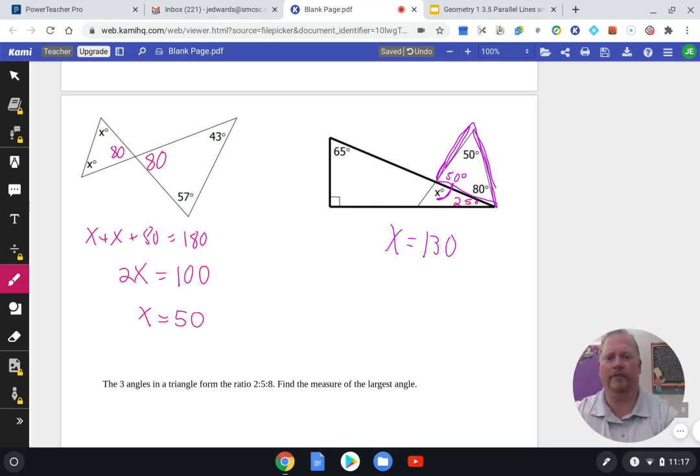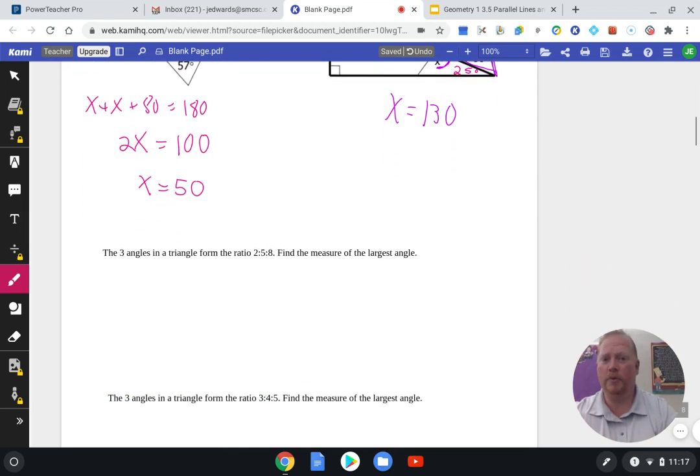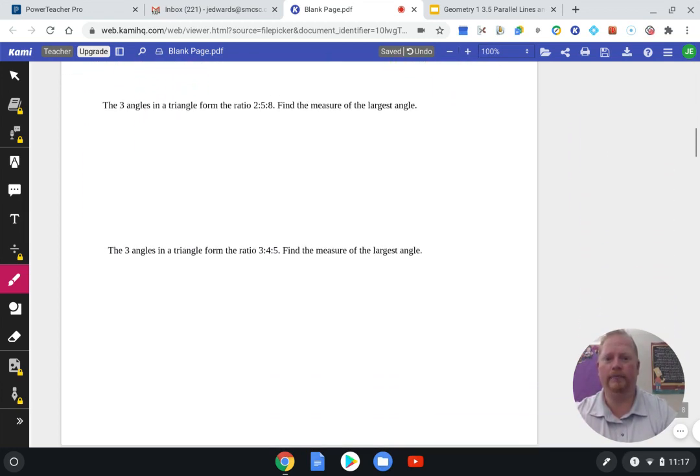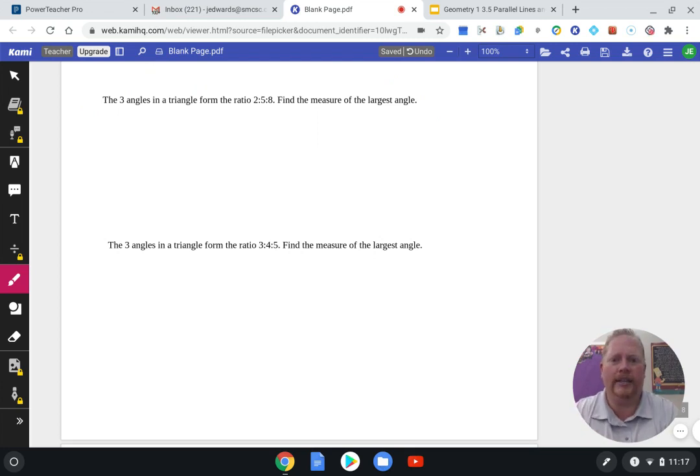So kind of fun. Last thing I want to do with the triangle sum theorem, you might get a question like this. It says the 3 angles in a triangle form a ratio of 2 to 5 to 8. Find the measure of the largest angle. So what that means is there's 3 angles, and when you compare them, there's a scale factor that if you reduce it, you get the ratio of 2 to 5 to 8. So here's how I'm going to do this. I'm going to say that F represents the scale factor.